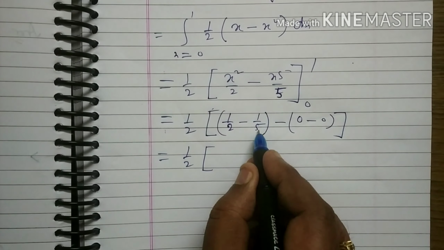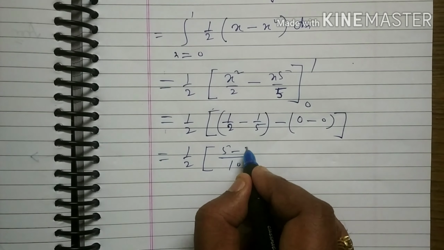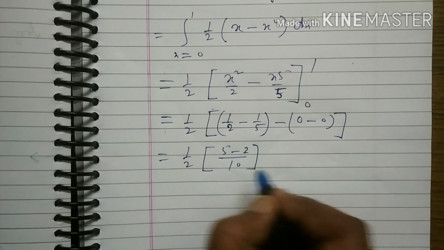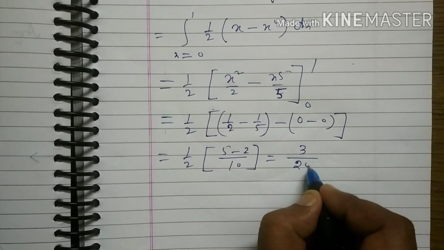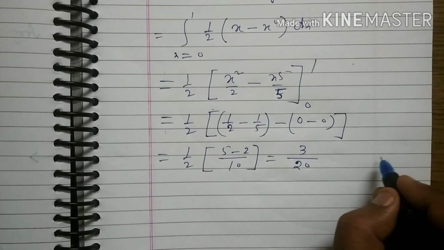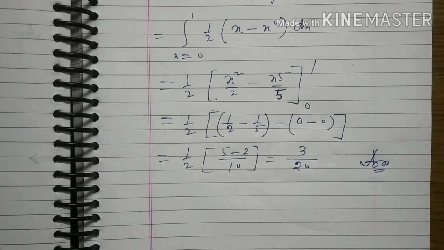1 by 2 is here, (5 minus 2) by 10 equals 3 by 20. So this is all about the calculation of double integration. Okay.